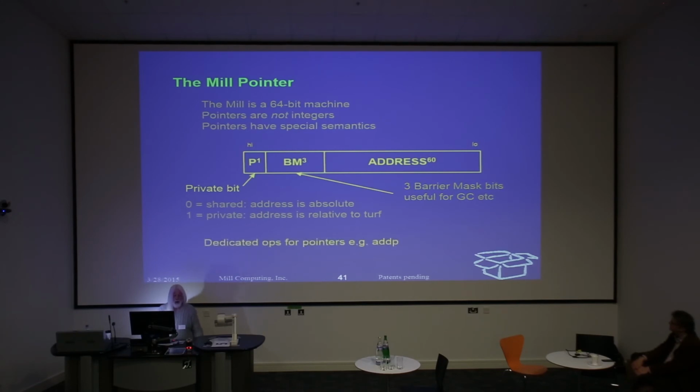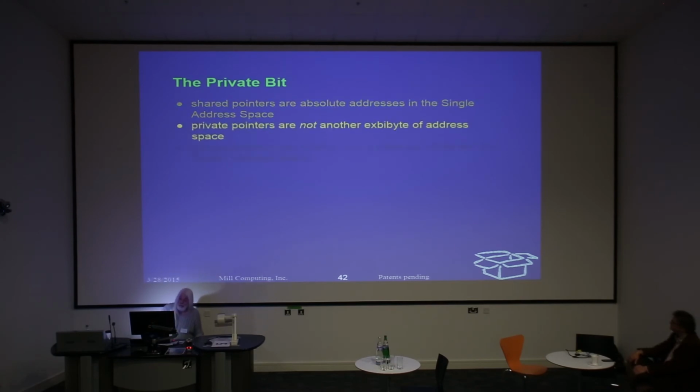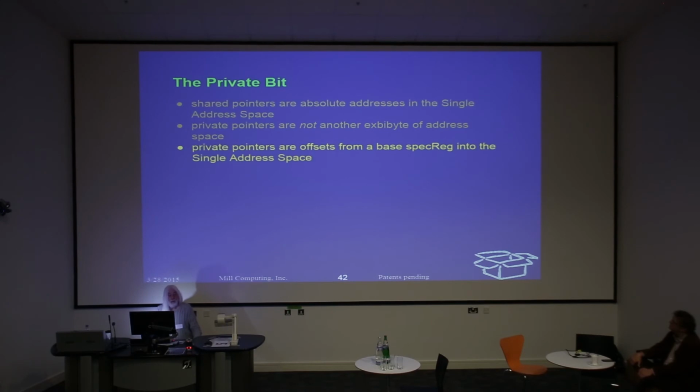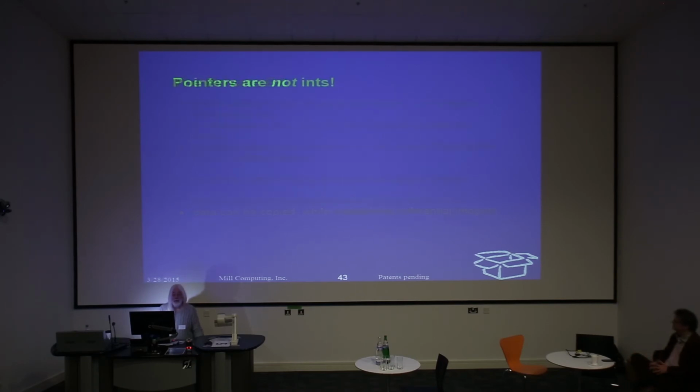Those bits to us are important, but it does mean that we have separate ops for pointer arithmetic. Add P means add a value to a pointer and verifies that we don't overflow into those 4 bits. And this is not the same as an integer add. That distinction, well, it determines what the address is going to be for the private pointer. It's like position-independent code only for data. We can do a copy for a fork, but retain referential integrity.